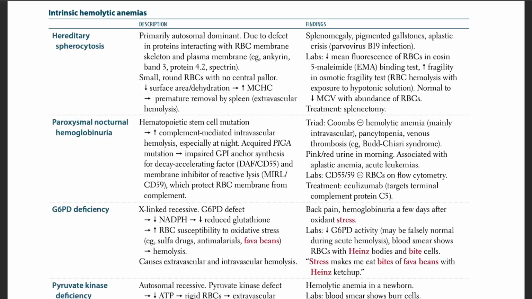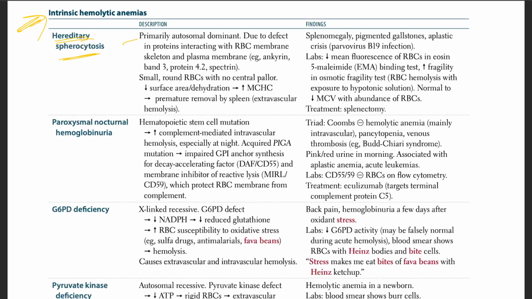Now let's talk about intrinsic hemolytic anemias. In intrinsic hemolytic anemias, we have hereditary spherocytosis. Hereditary spherocytosis means spherocyte formation, right? So let's talk about this.